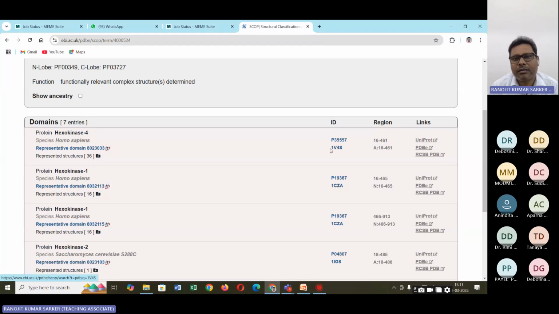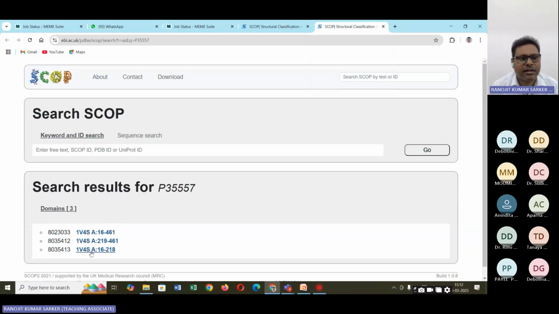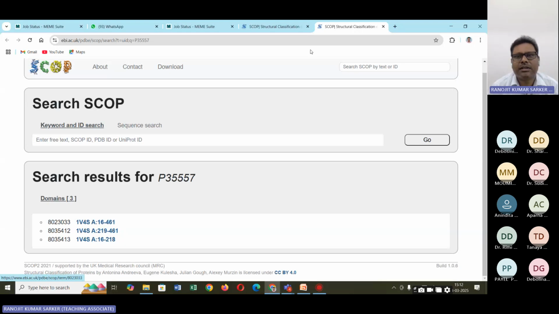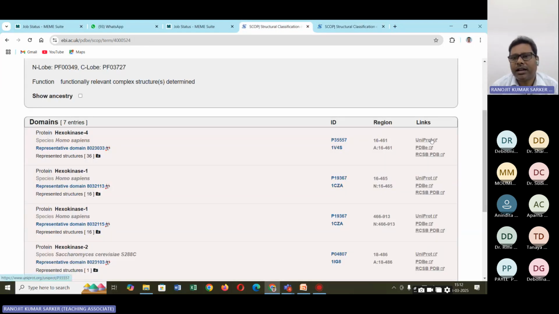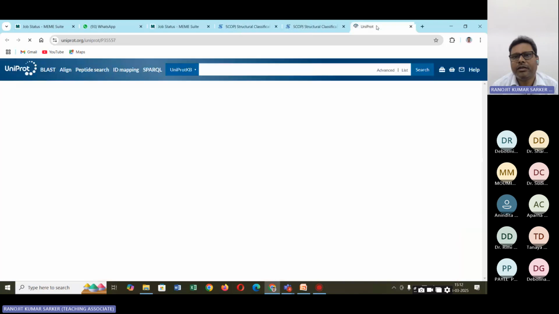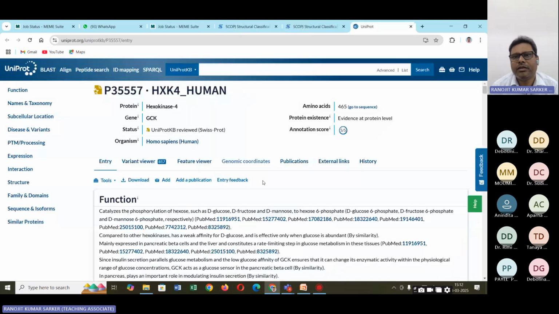By looking at this ID, you can see that this is the Protein Data Bank ID, and this is the ID of UniProt. So from here we can get the detailed structure of the sequence, the details in UniProt. You can open this one. You see these are the details of the sequences. These are the UniProt databases, so from UniProt you will get the details of these sequences.